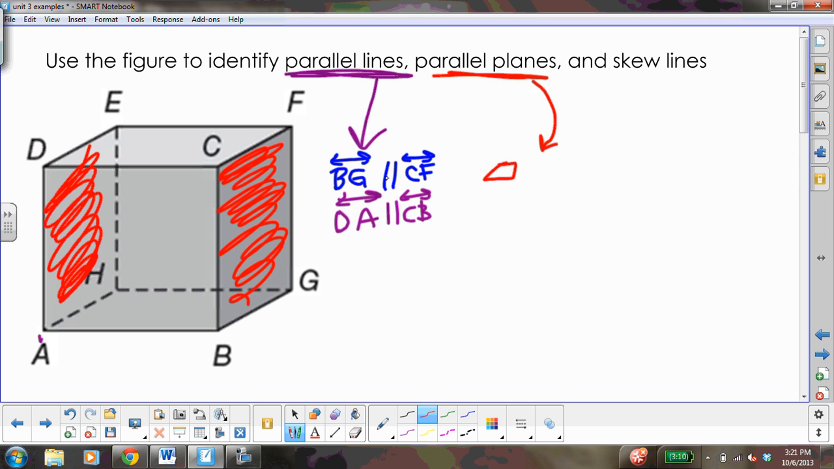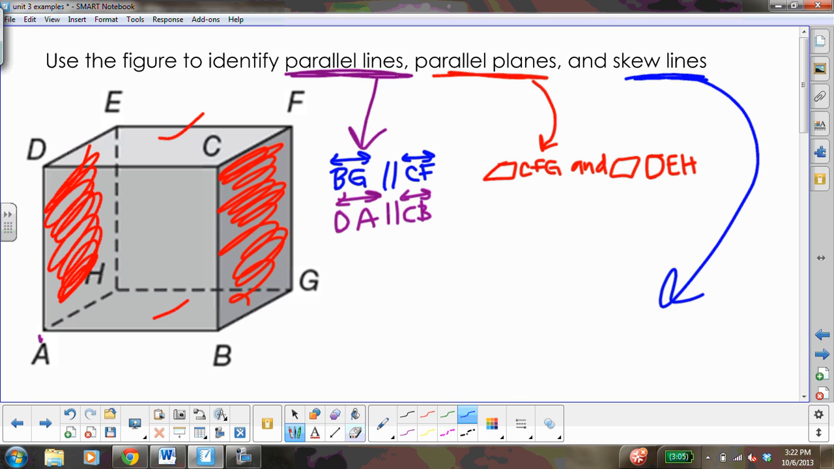Remember that you only need 3 letters to name a plane: CFG and DEH. I could use the top and the bottom plane. Those also would never intersect. Or I could use the plane that's in the front and the plane that's in the back.